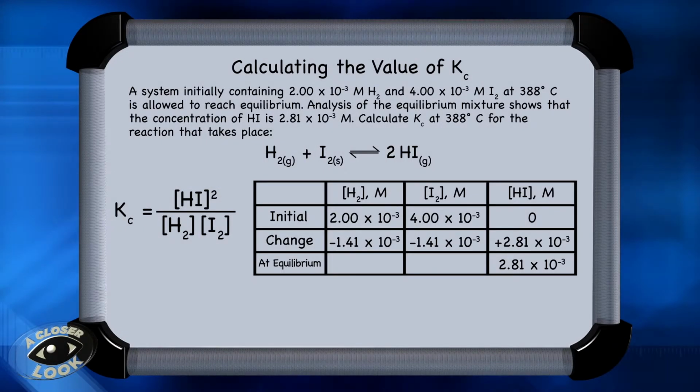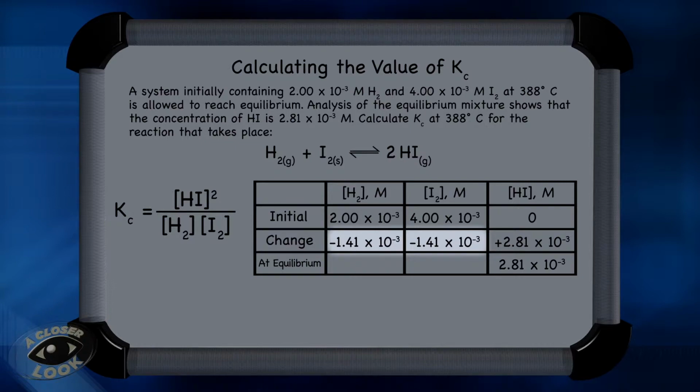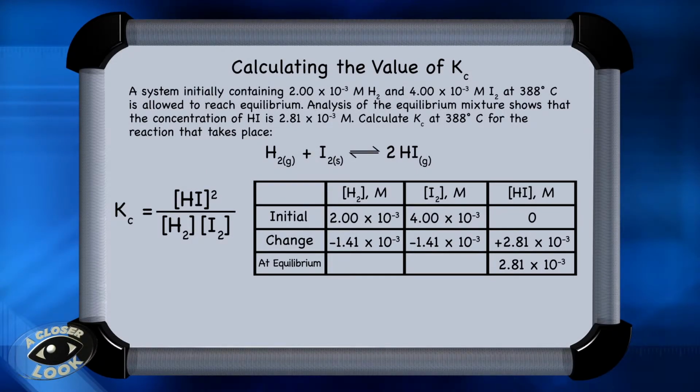They must have disappeared at half the rate that the hydrogen iodide appeared. So that's where we got a change of negative 1.41 times 10 to the negative third for both substances, the hydrogen and the iodine. So now we have everything we need to determine the equilibrium concentration of all three substances.